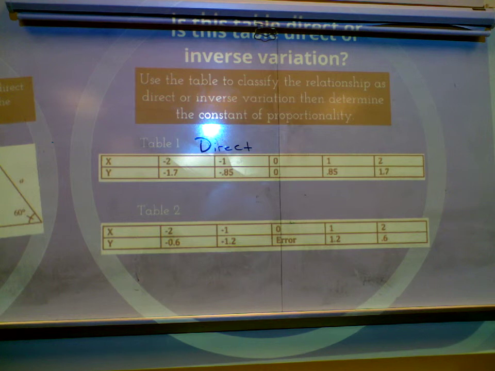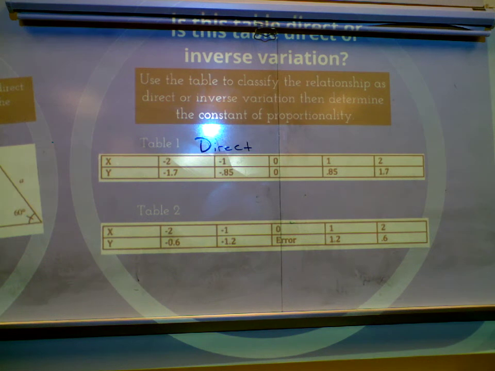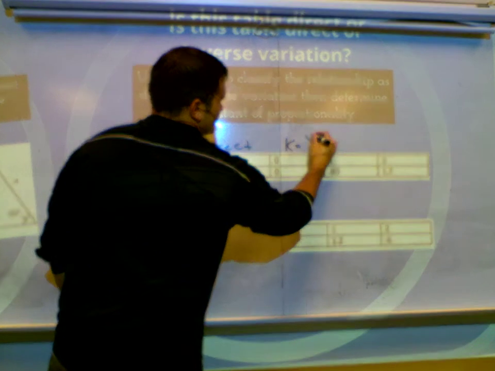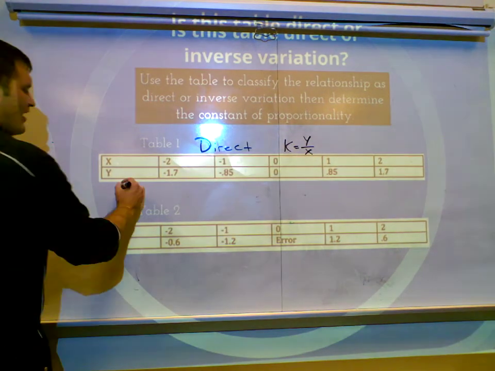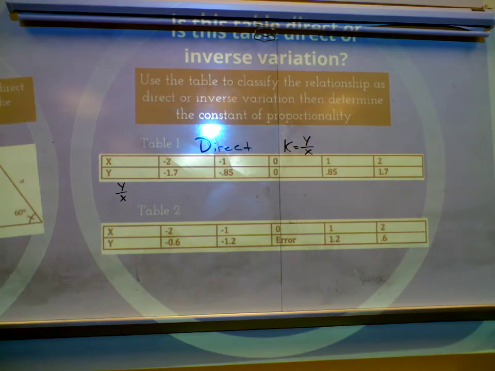Okay, the top divided by the bottom. Now, I have x on top. Sure it's the top divided by the bottom? No. Bottom divided by the top. It's k equals y over x, right? We know for direct, k equals y over x. Correct? So if I do y over x for each of these, then I can figure it out.